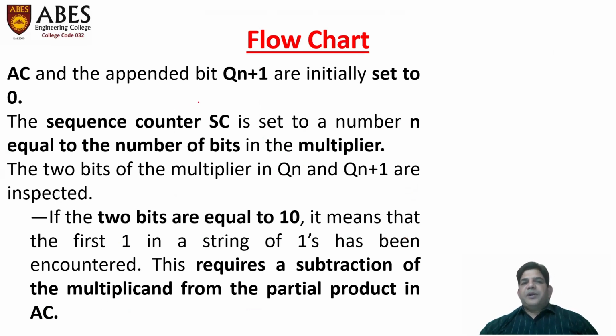AC and the appended bit Qn plus 1 are initially set to 0. The sequence counter is set to the number of bits equal to the multiplier. The 2 bits in the multiplier, Qn and Qn plus 1, are inspected. So here are the 4 possibilities: 00, 01, 10, and 11. If the 2 bits Qn and Qn plus 1 are 1, 0, it means the first 1 in a string of ones has been encountered. This requires a subtraction of the multiplicand from the partial product in AC.